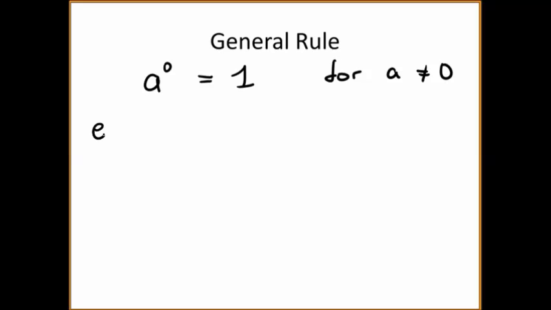So, an example of this would be 5 to the power 0. That is equal to 1. Or x to the power 0. That is also equal to 1. This formula tells us that any number, in this case a, except 0, raised to the power 0 is equal to 1. Has a numerical value of 1.